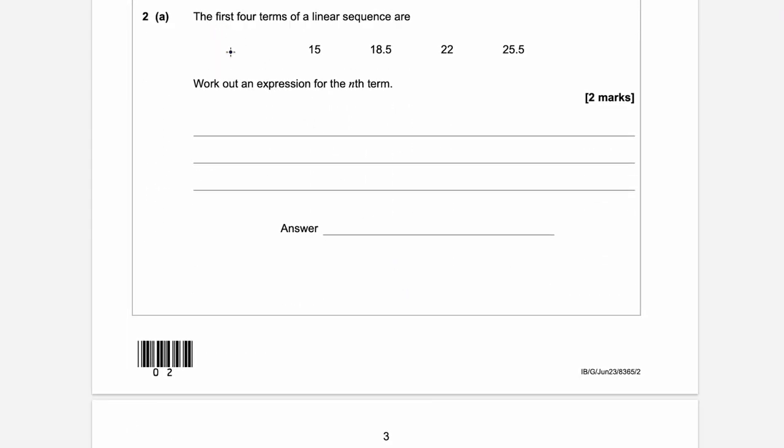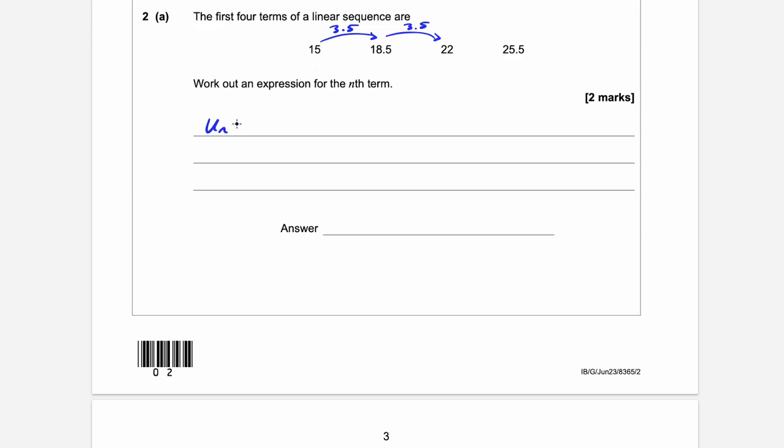A. The first 4 terms of the linear sequence are this. Write out an expression for the nth term. Okay, there's a quick way to do this, guys. Let's just get the d. It's 3.5. And then there's a way with the formula. I'm just going to use the formula.